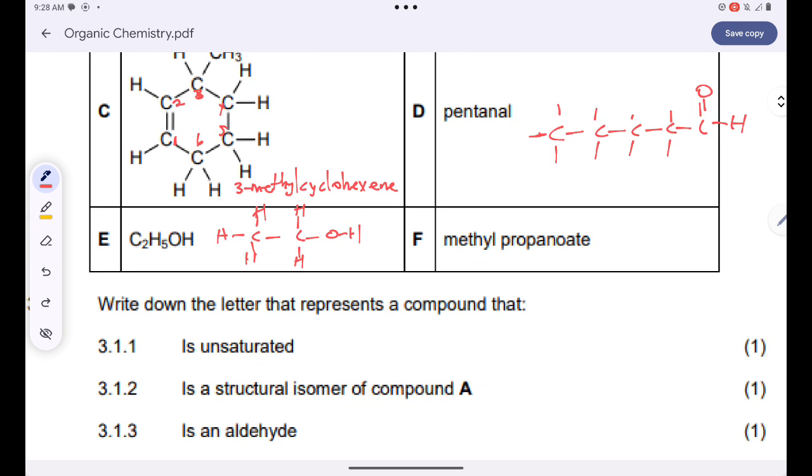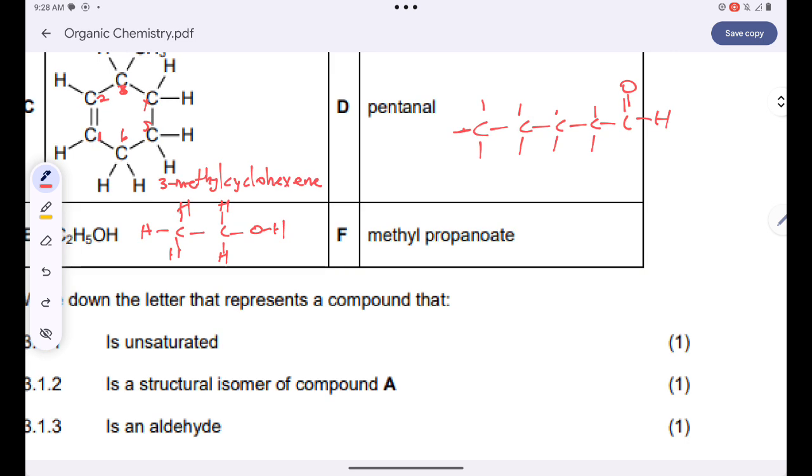And then now let's go to compound F. I have methyl propanoate. Methyl propanoate, guys, is an ester. The methyl group always comes from an alcohol, and the propanoate always comes from a carboxylic acid. So whenever I draw my structural formula, it will be like this. I'll have O there, and then I'll have a double bond there. This is an ester.